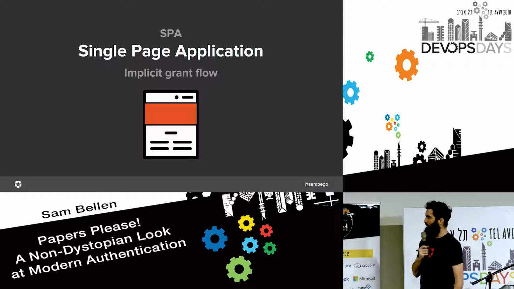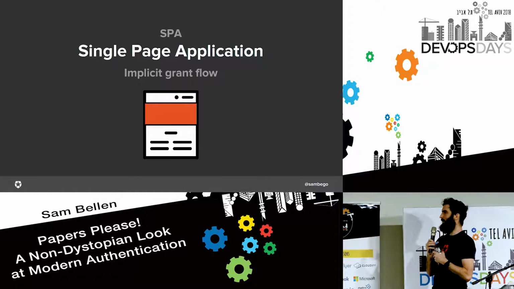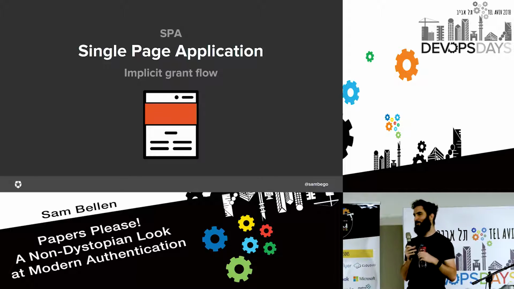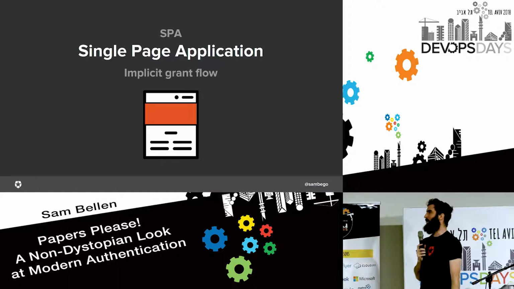The third one is a single-page application. And it uses the implicit grant flow in this example. You might have heard there's some issues going on with the implicit grant flow. I'll talk a bit about that later. For means of demonstration, let's talk about the implicit grant flow because it's an often used flow, especially with single-page applications these days.